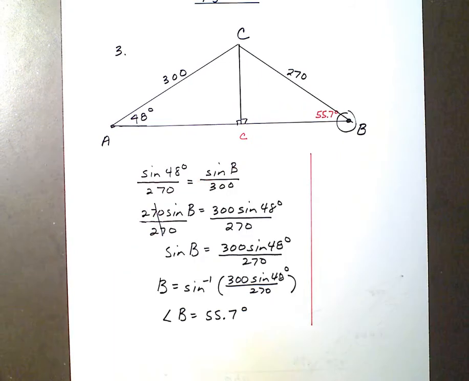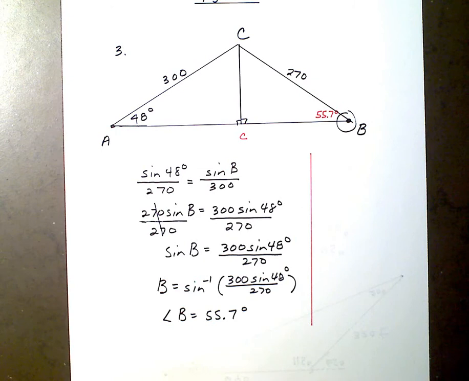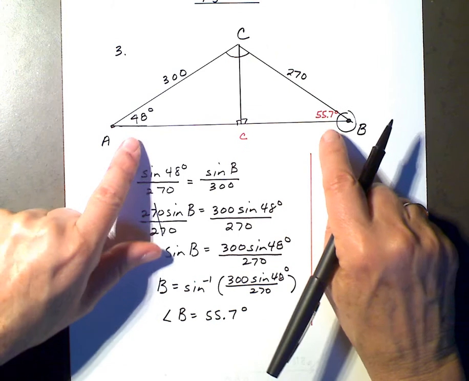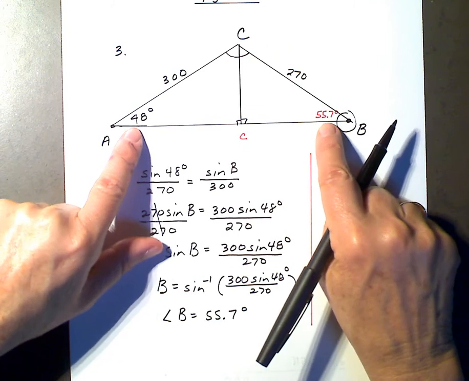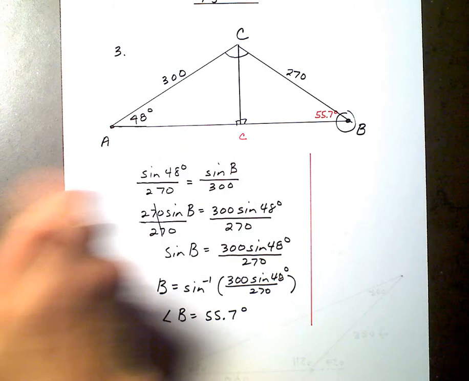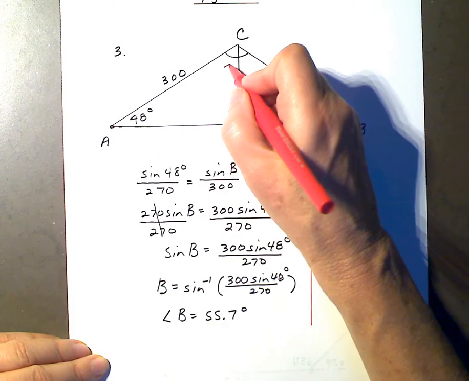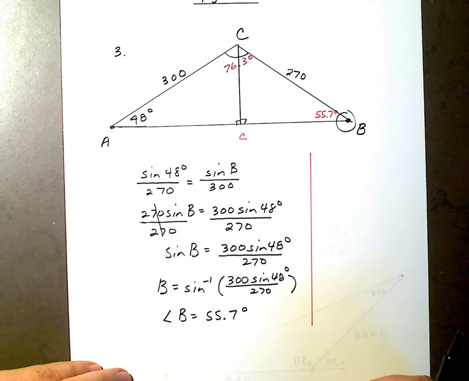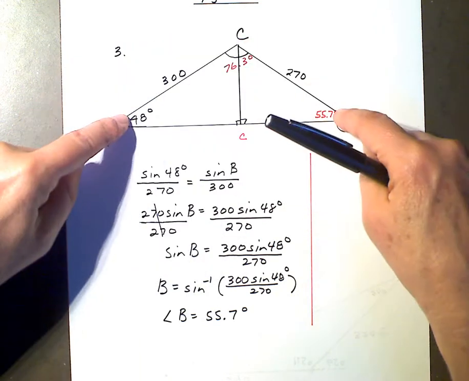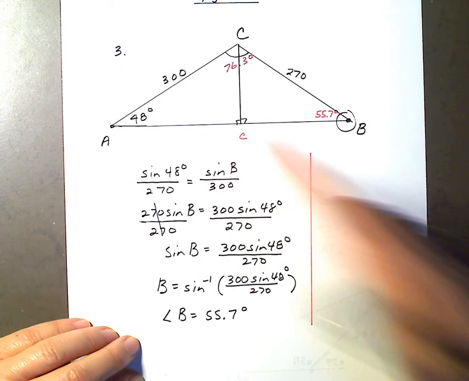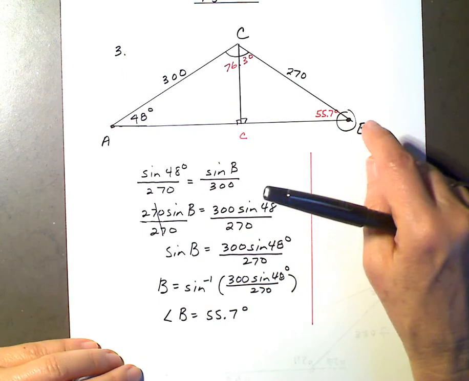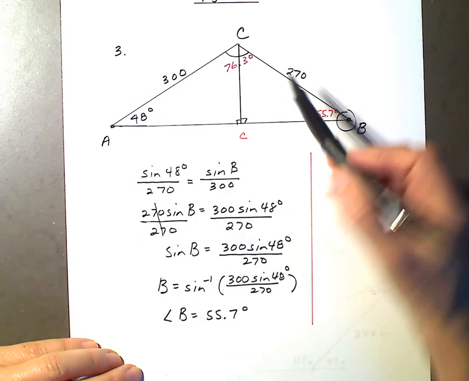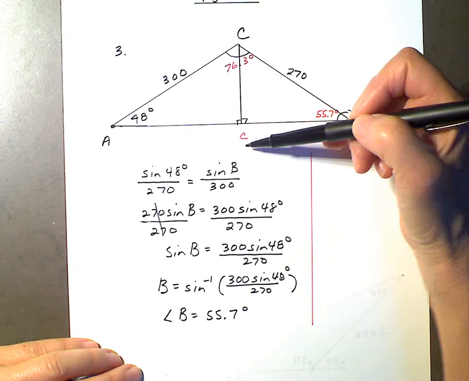There's two ways that I could do this. First of all, I know that this whole angle is going to be 180 minus the sum of these two angles. And so when I find that, that is 76.3 degrees. So I could use the law of cosines, because I have an angle known between two sides to find side C. And I also could use the law of sines again. The same, sine of 48 is to 270 as the sine of 76.3 is to C. So I'm going to show it both ways.